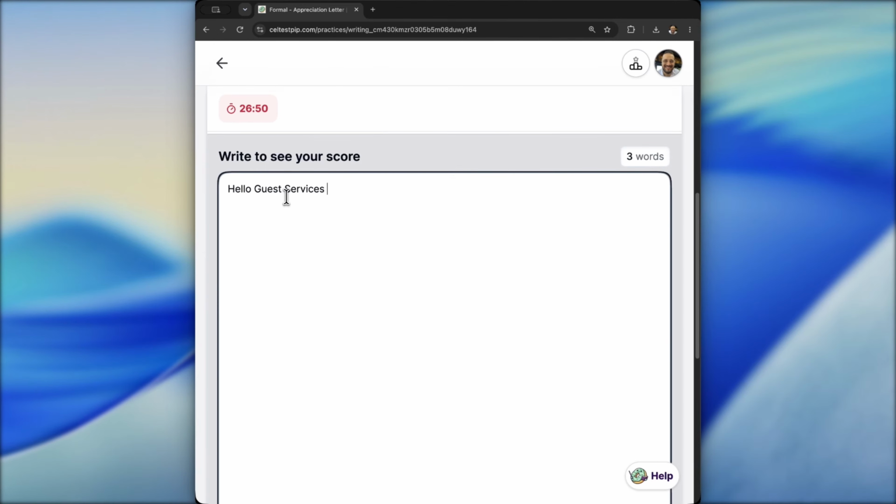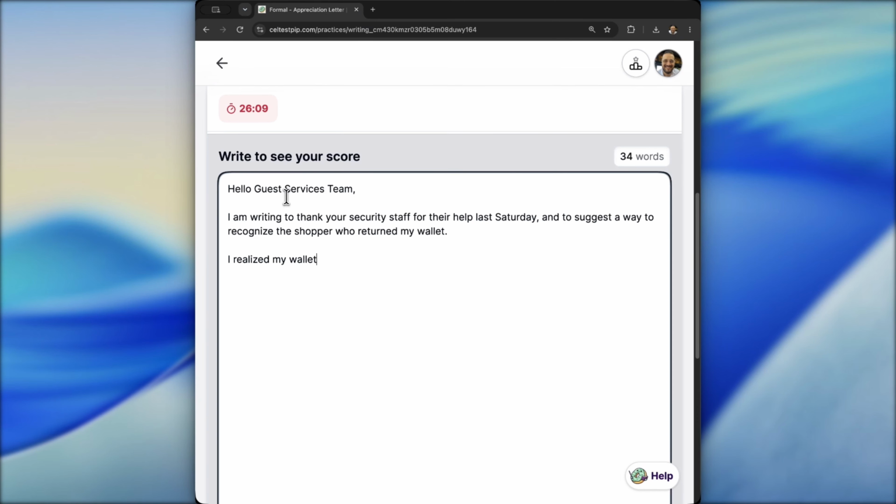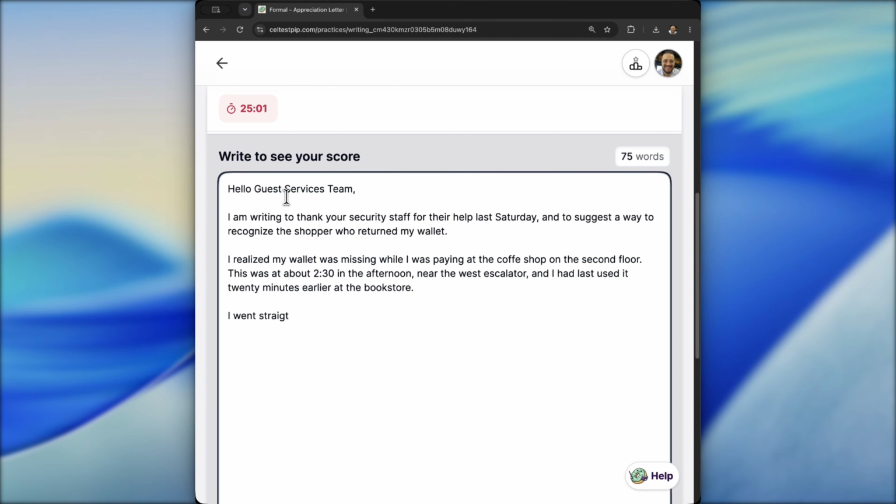Line 1, hello guest service team. Line 2, I am writing to thank your security staff for their help last Saturday and to suggest a way to recognize the shopper who returned my wallet. Line 3, first the answer: I realized my wallet was missing while I was paying at the coffee shop on the 2nd floor. Now the example: at about 2:30 in the afternoon, near the west escalator, and I had used it 20 minutes earlier. Second time, I went straight to the security desk, where an officer named Daniel helped me.